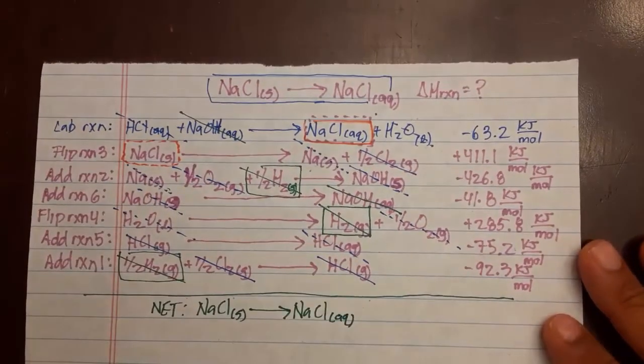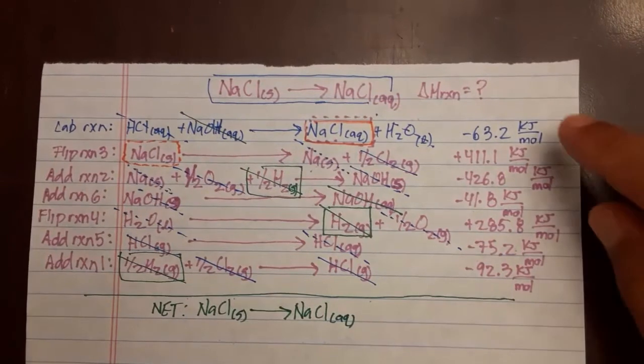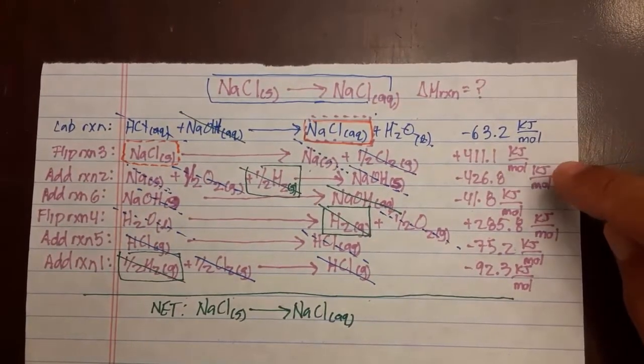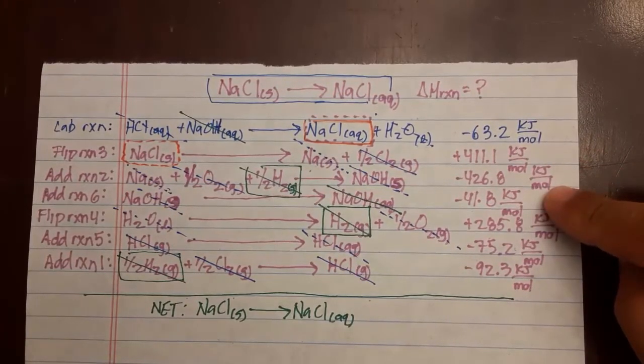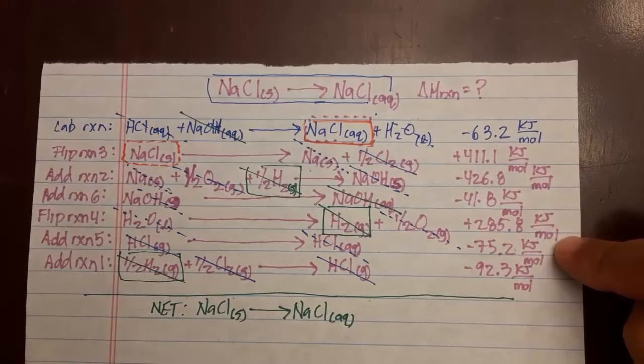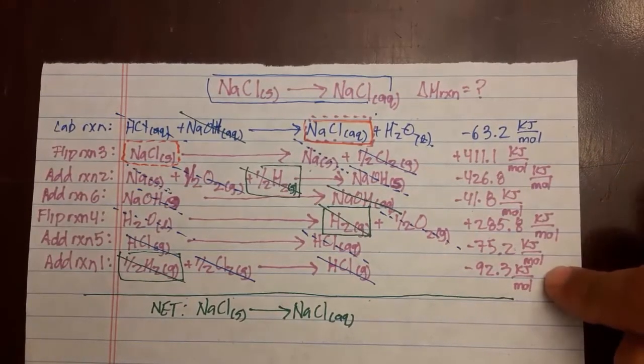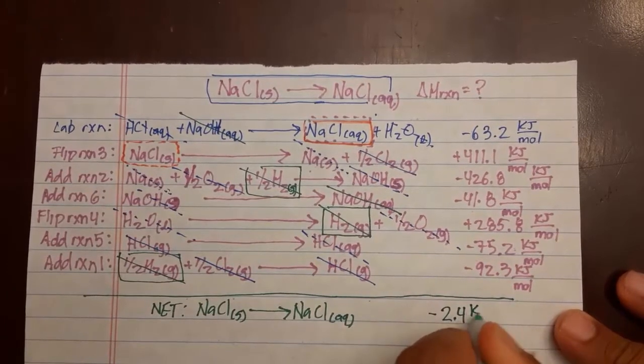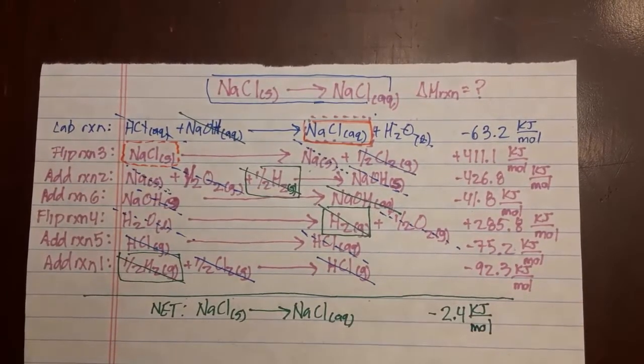What's the corresponding enthalpy for this reaction? It's going to be minus 63.2 plus 411.1 minus 426.8 plus a minus 41.8 plus a 285.8 plus a minus 75.2 plus a minus 92.3. So doing all of that on my calculator, I'm getting an answer of minus 2.4 kilojoules per mole. And this is how you do post-lab question number 3.